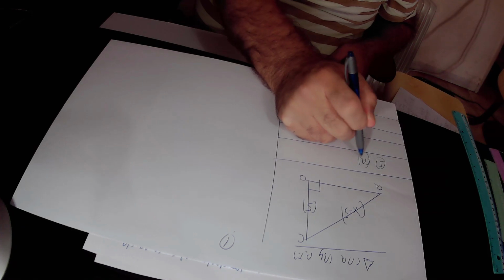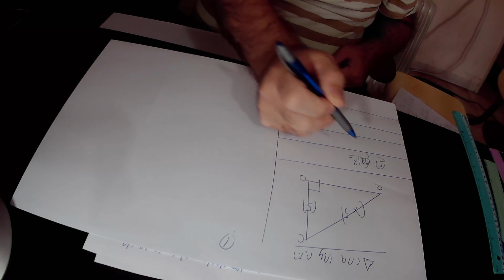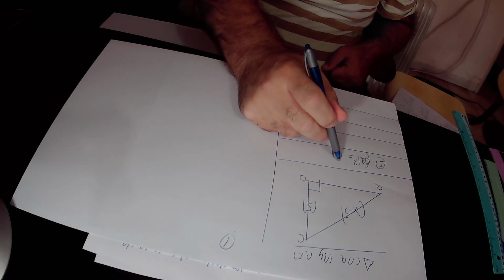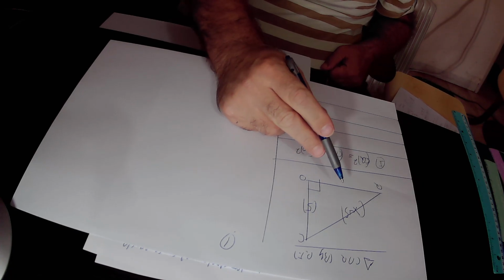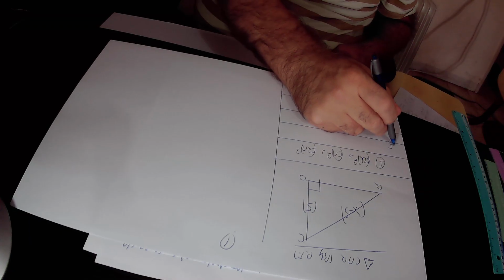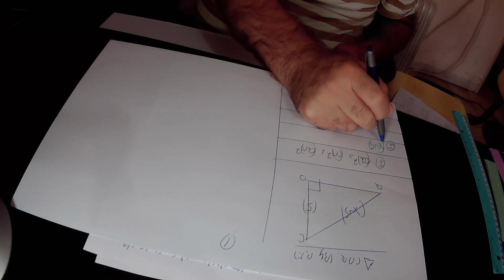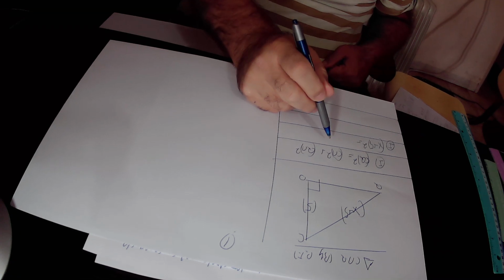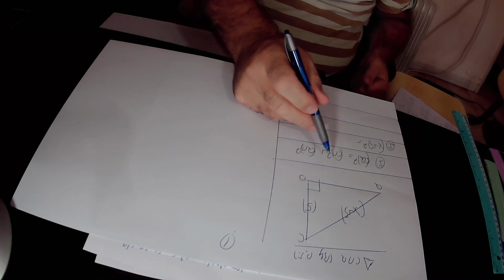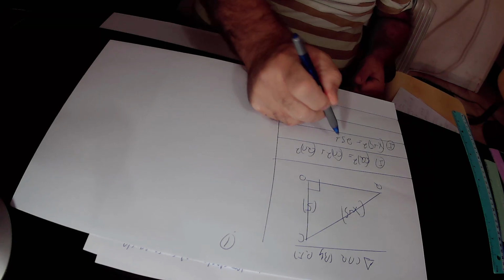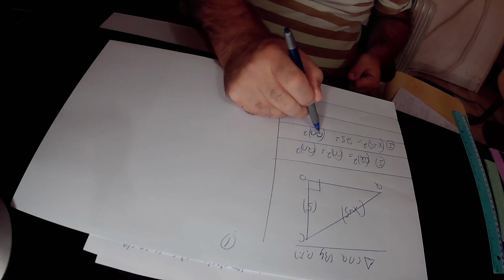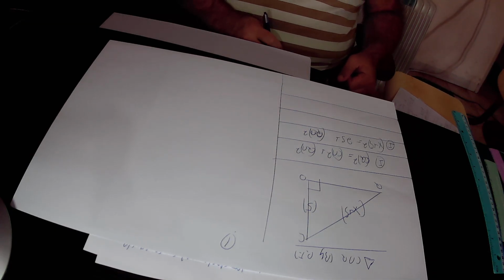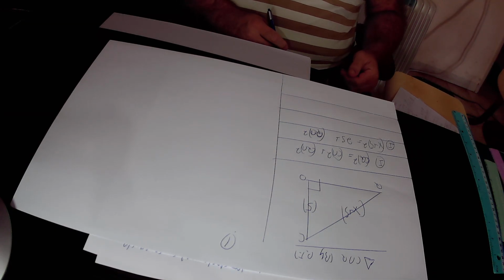CQ squared, that is the square of the hypotenuse, is equal to CO squared plus QO squared. CQ is x plus 5, therefore CQ squared is x plus 5 squared, and it equals CO squared. CO is 5, therefore CO squared is 5 squared, that is 25, plus QO squared. So in total, we should find out that x plus 5 squared equals 25 plus QO squared.